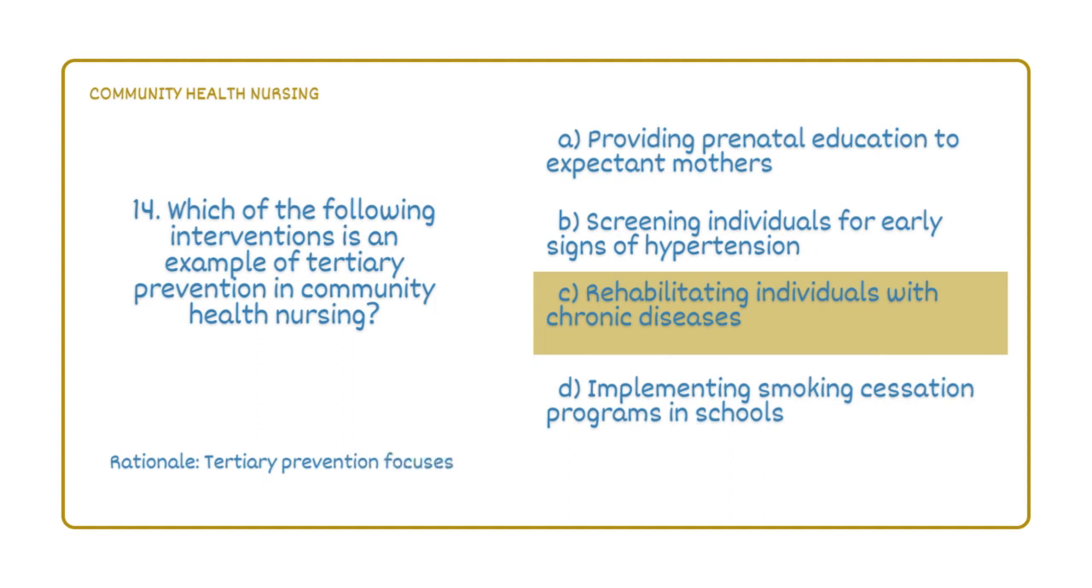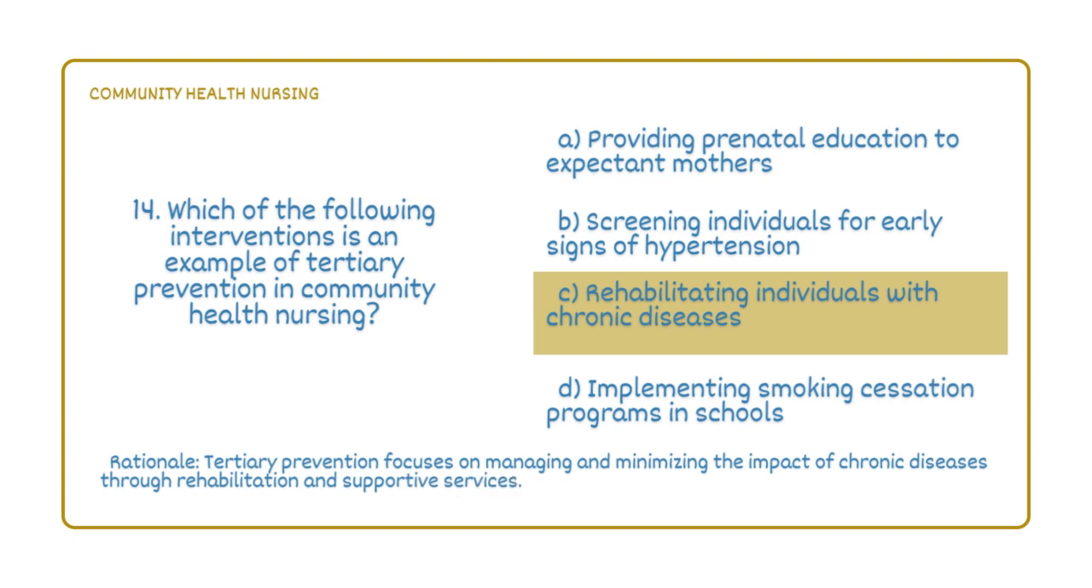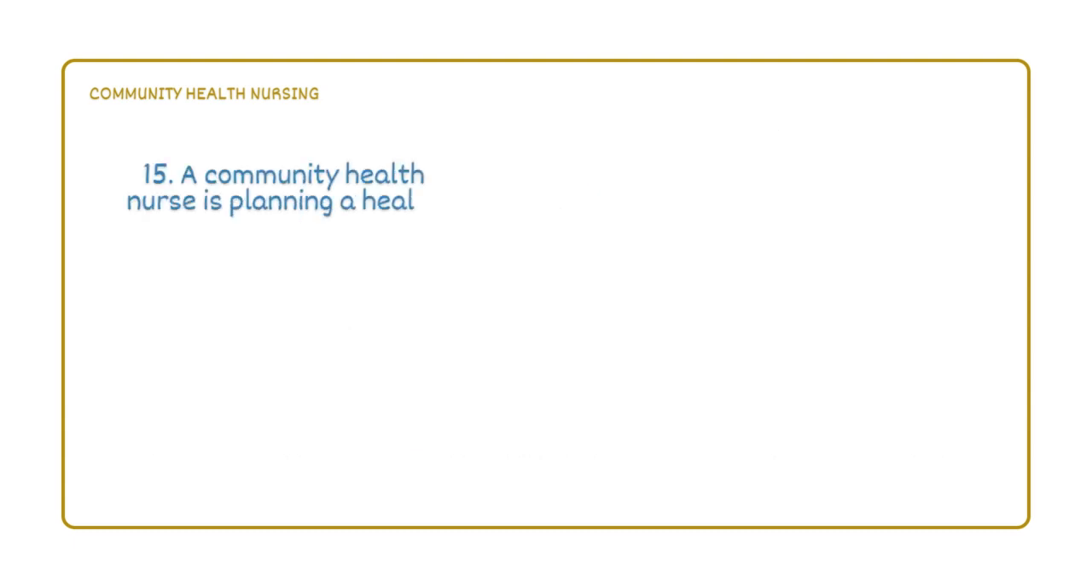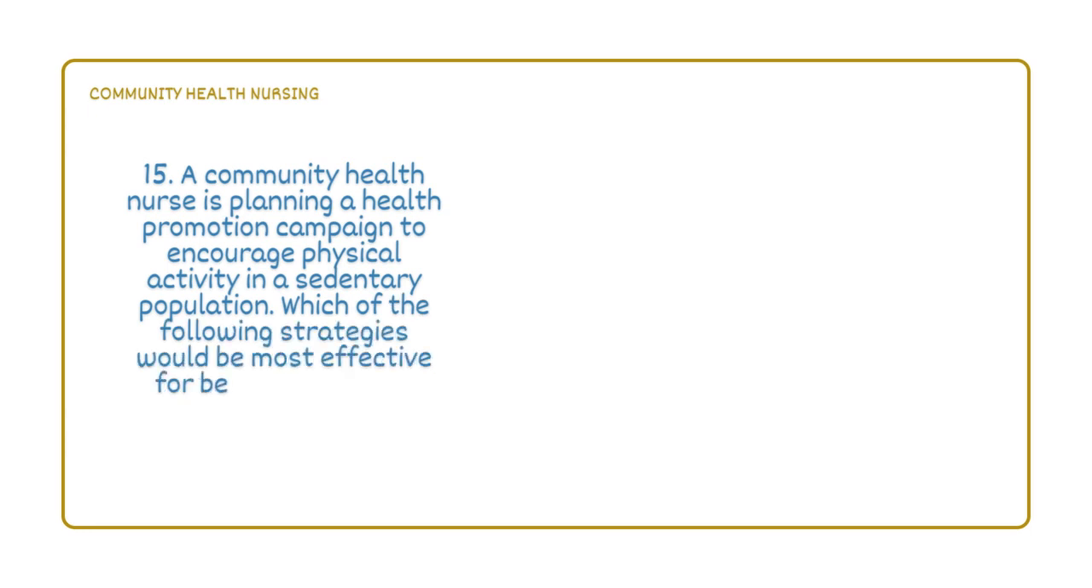Rationale: tertiary prevention focuses on managing and minimizing the impact of chronic diseases through rehabilitation and supportive services. 15. A community health nurse is planning a health promotion campaign to encourage physical activity in a sedentary population. Which of the following strategies would be most effective for behavior change?